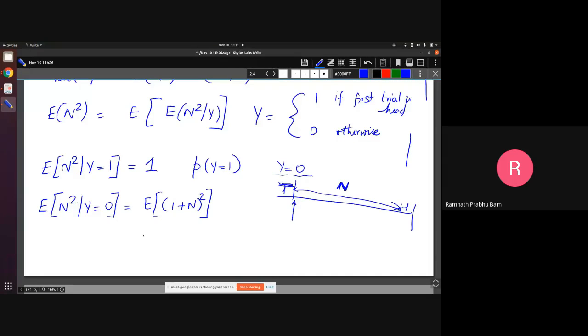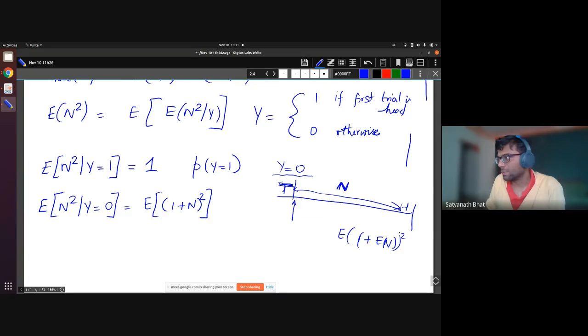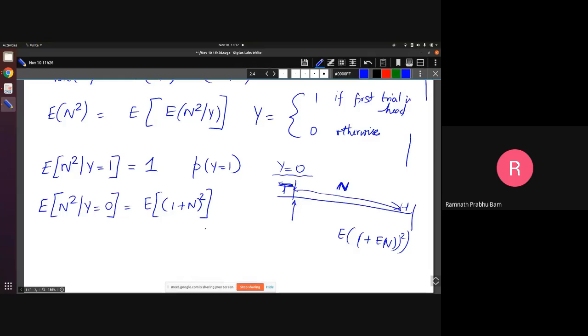Yes, sir. Sir, will it be like 1 plus the expected value of N square? No. The thing is, I'm interested in the expected value of N square. So N, the number of rounds that I need to wait, given that I have seen Y equal to 0, will be N from here onwards. So 1 plus N whole square, because I'm interested in N square. If you put the expected value of N, then this is going to be a constant. Yeah, it will be a constant, but that's not what it is, right? It's going to be a random variable.